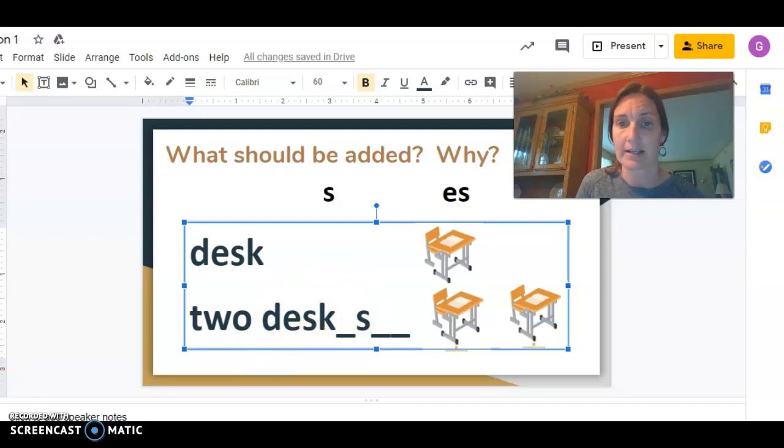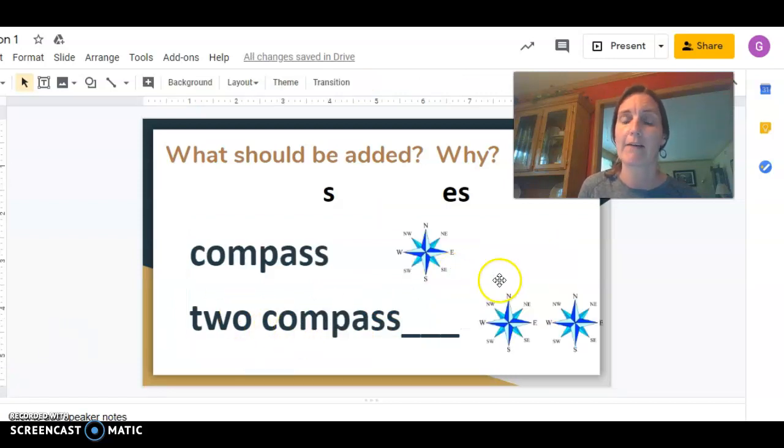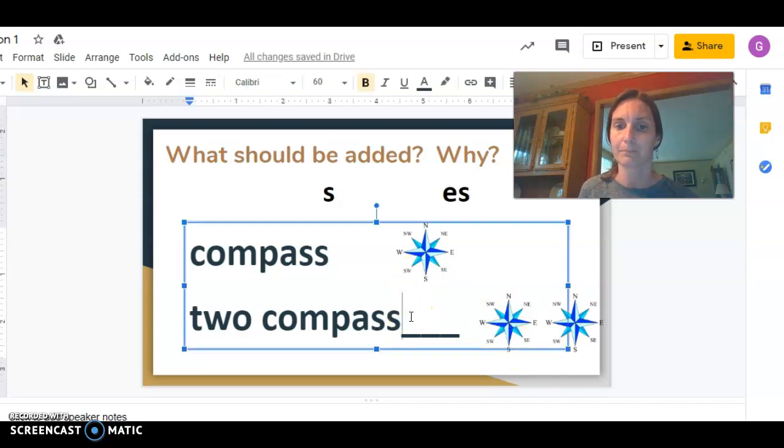Let's take a look at another one. Here I have a compass. Now I want to say there are two compasses. Which suffix do I add? I should add suffix es because when I look at the base word compass, I see that it ends with ss, and that's one of the rules of when we need to add es.